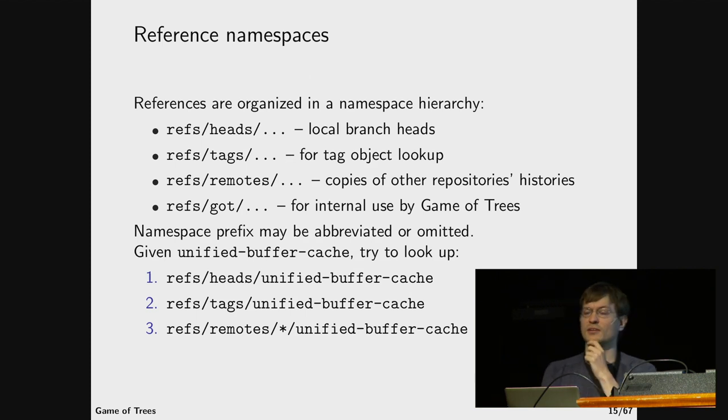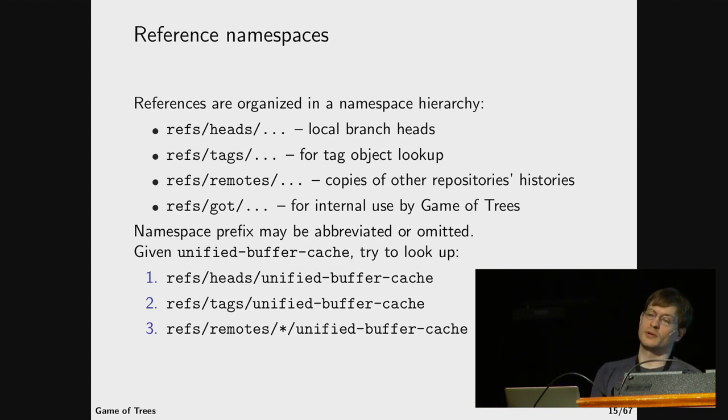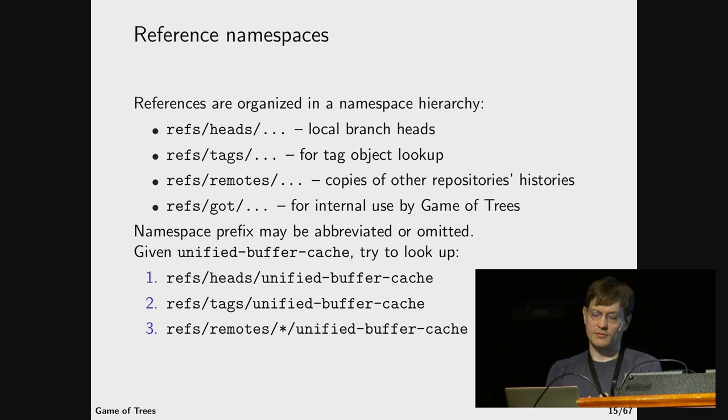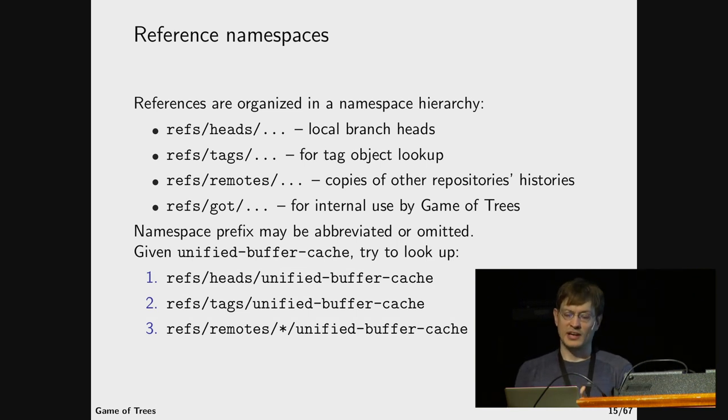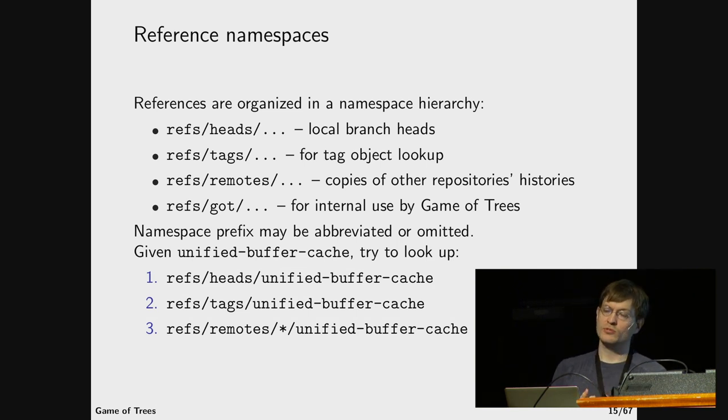References have names that are strings, but they look like file system paths in a way. They always start with refs, and then you have several categories. You have heads for the branch heads. You have tags to find the tag object. And remotes contains multiple directories, one per remote repository that your repository knows about, and contains copies of the history that exists in those repositories.